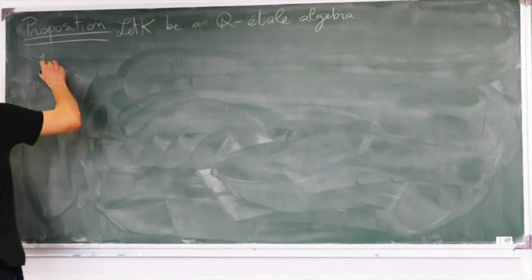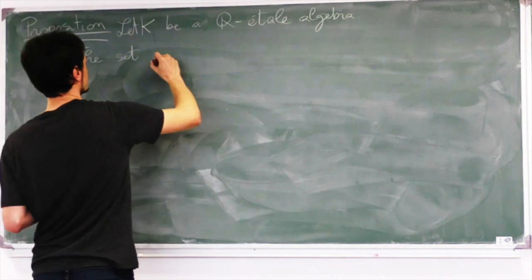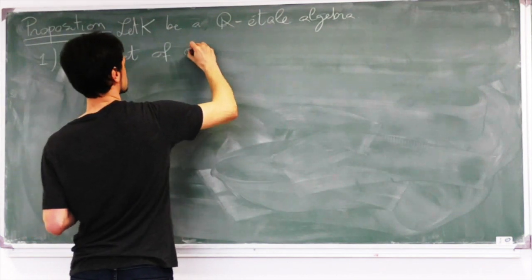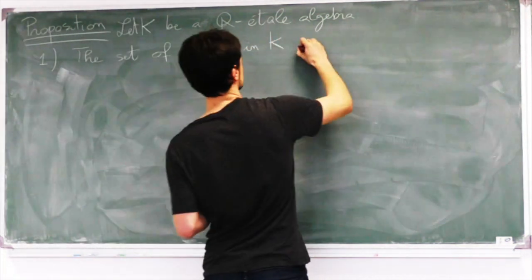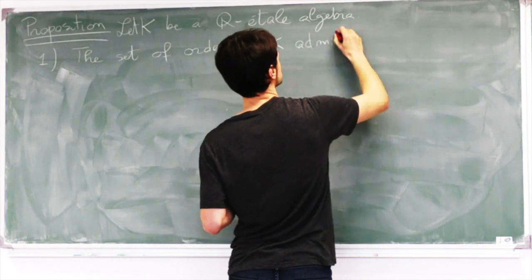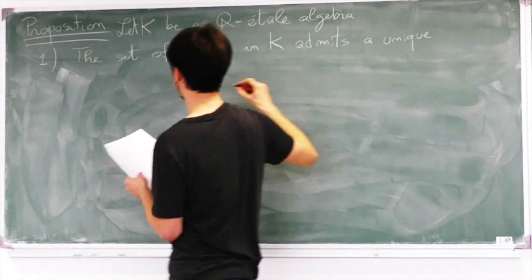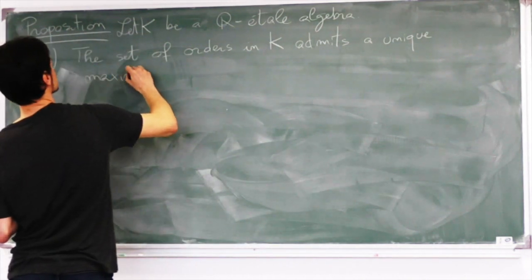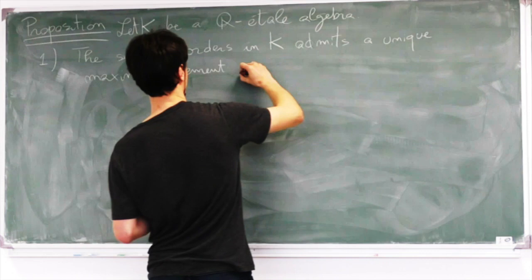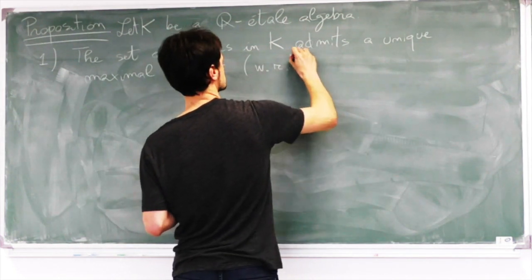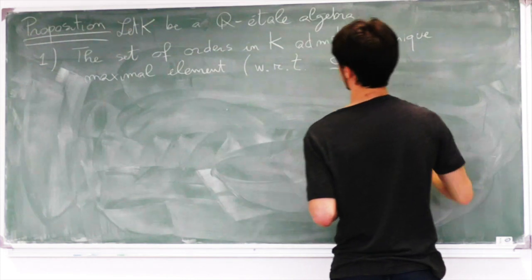Now, the first part of the proposition states that the set of orders in K admits a unique maximal element, where maximality is with respect to the relation of inclusion. And we are going to denote this maximal element by OK.